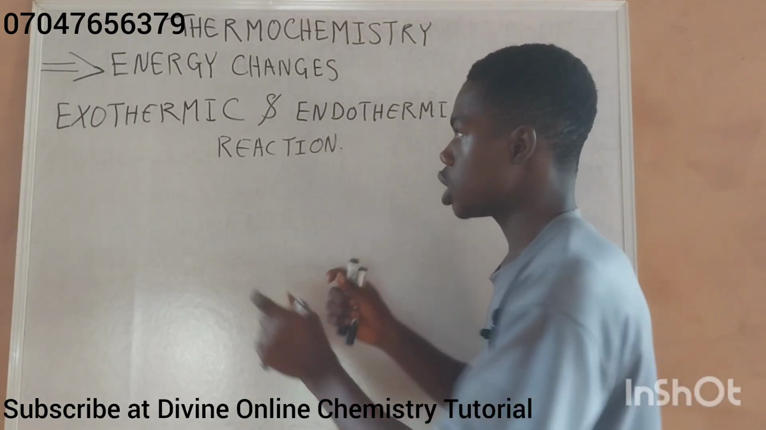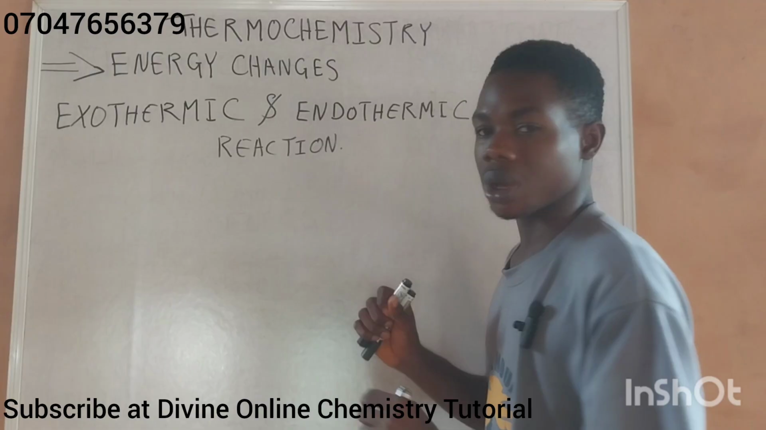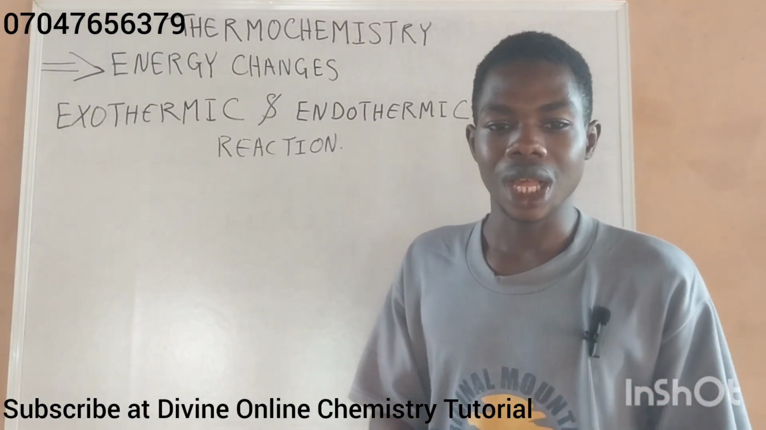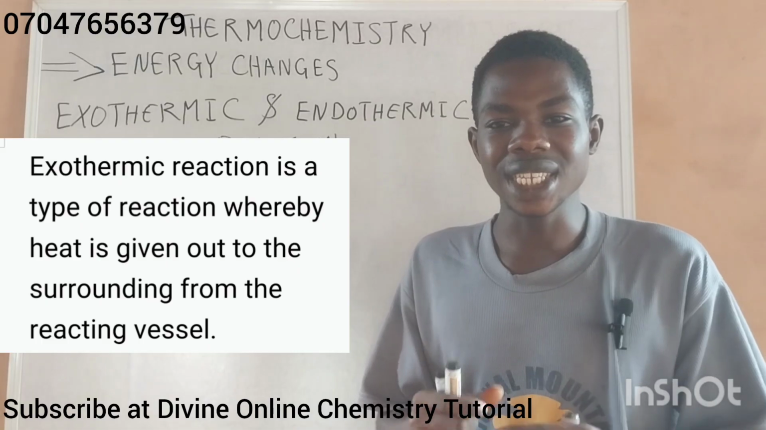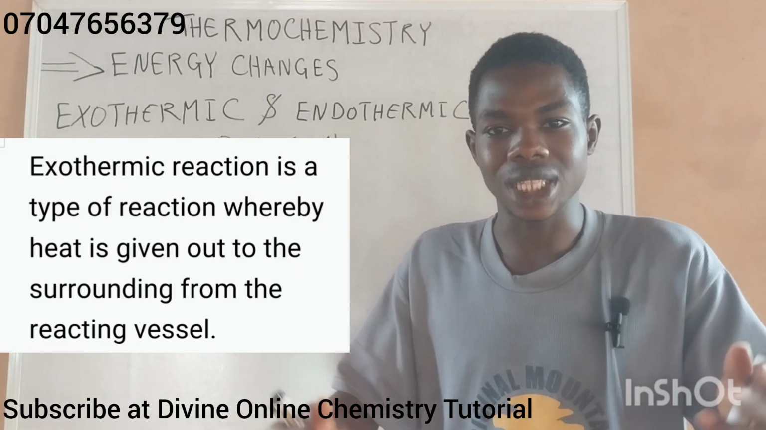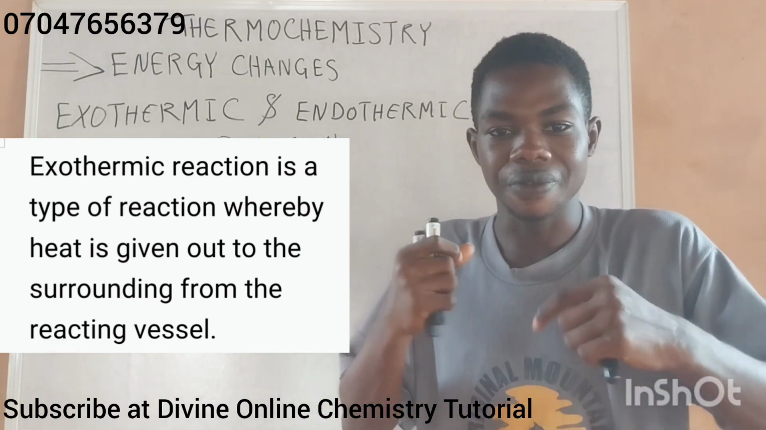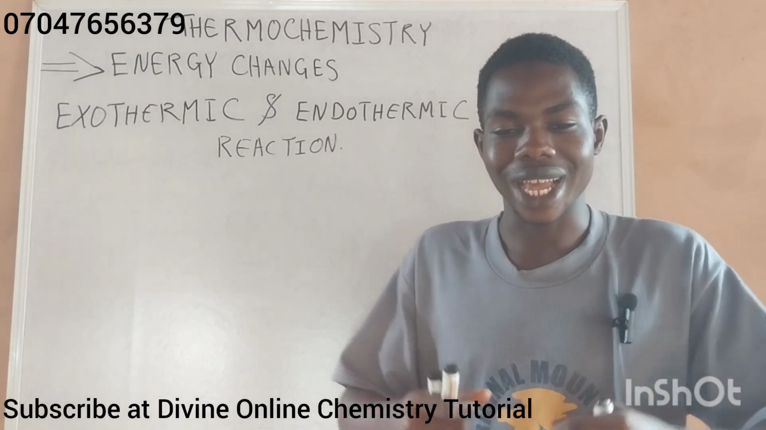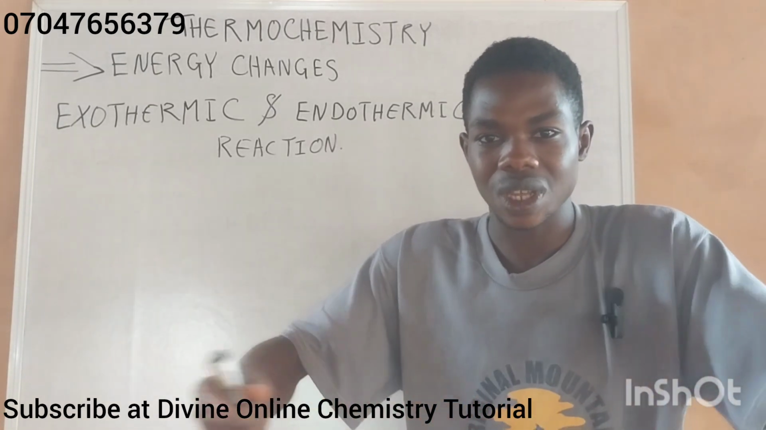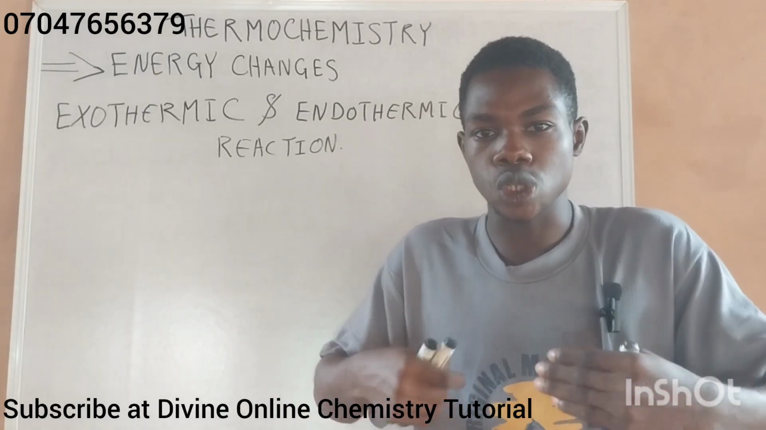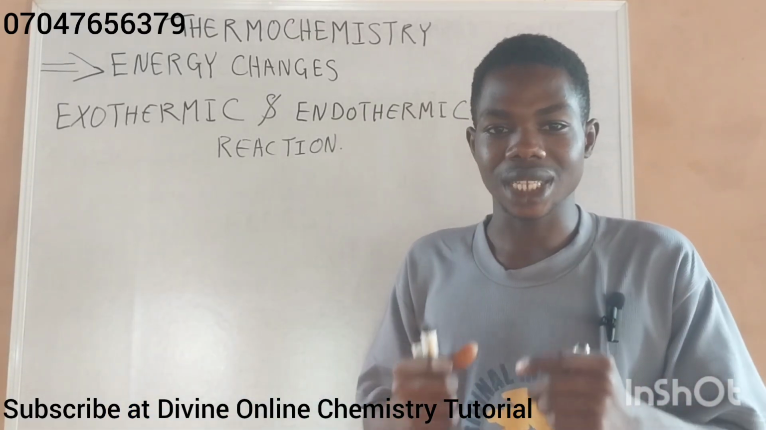So I'll be starting first with exothermic reaction. Now, what is exothermic reaction? Now, please take note that exothermic reaction is a type of reaction whereby heat is given out to the surrounding from the reacting vessel. So please take note that exothermic reaction is a type of reaction whereby heat is given out from a reactive vessel to the surrounding. So please take note of that.